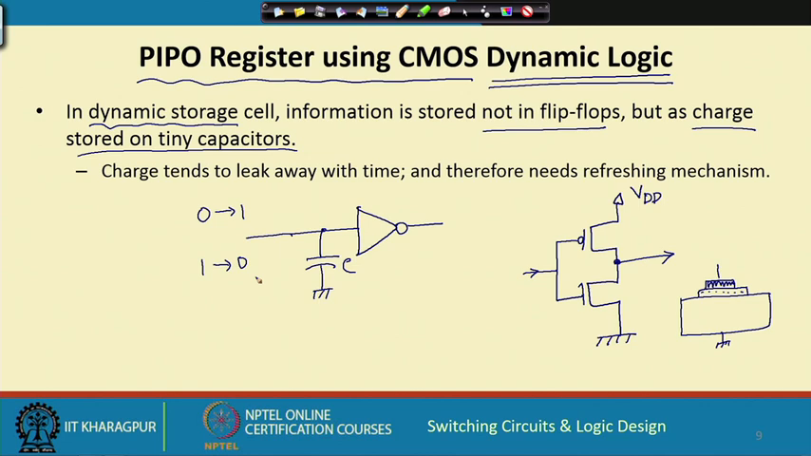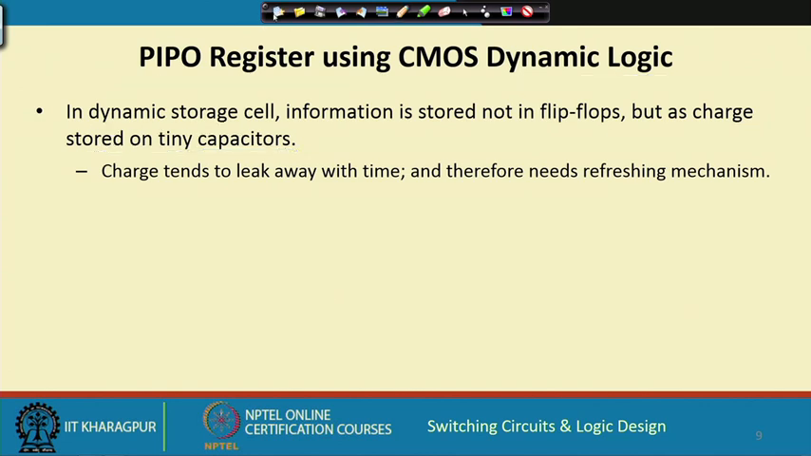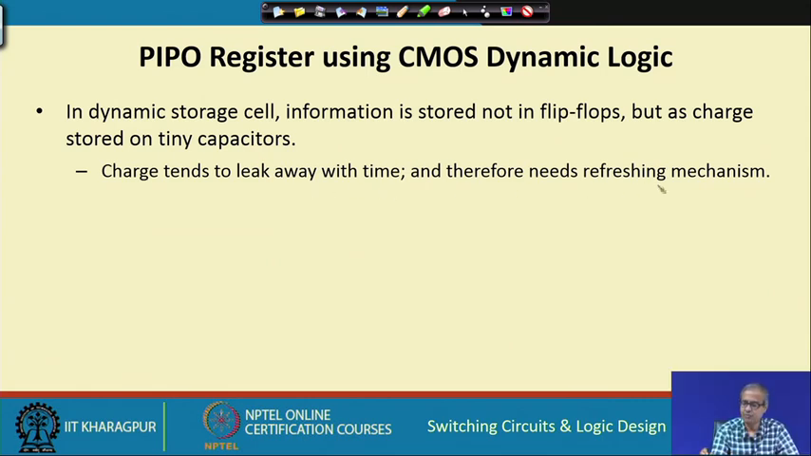Now, in terms of the circuit speeds today, milliseconds is a very large time. Okay. So, the charge you are storing on the capacitor can be retained for this period of time, after which it will tend to decay or dissipate. This is the basic idea behind dynamic storage. So, charge tends to leak away with time, and we need to refresh the charge if we want to store it.